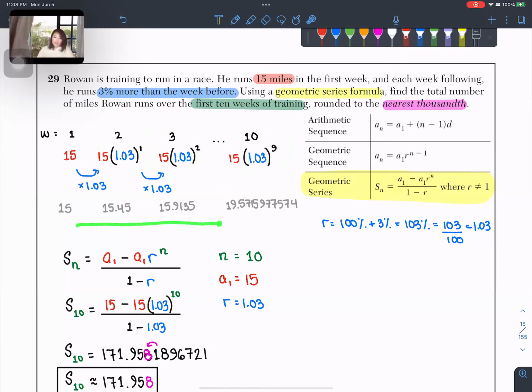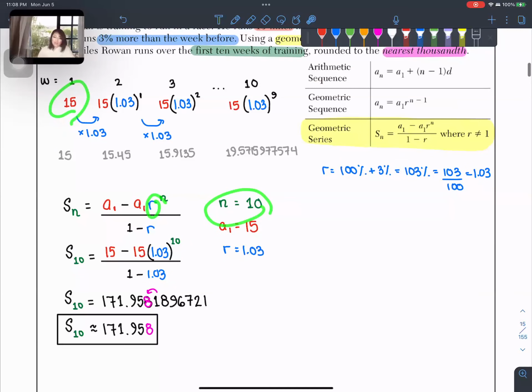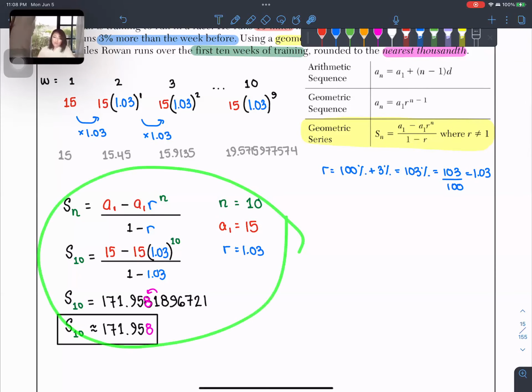So I just want to give you like a visual of what's happening here. You don't actually need to know all of this. You just needed to know the first term and the common ratio, and that's it. And 10. So that when you substitute into the formula, you get about 171.958. So this is actually a really quick formula.